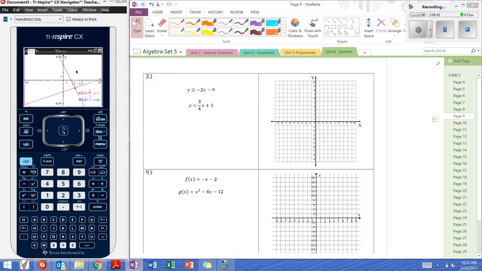So number 3 is a system, and this one is a little bit different because we have a system of inequalities. Notice how we do not have equal signs. We have greater than or equal to symbols and a less than symbol. Remember, when we graph inequalities, we graph them the same exact way that we would graph a line. So we still have a y-intercept. This is no different than our first example.